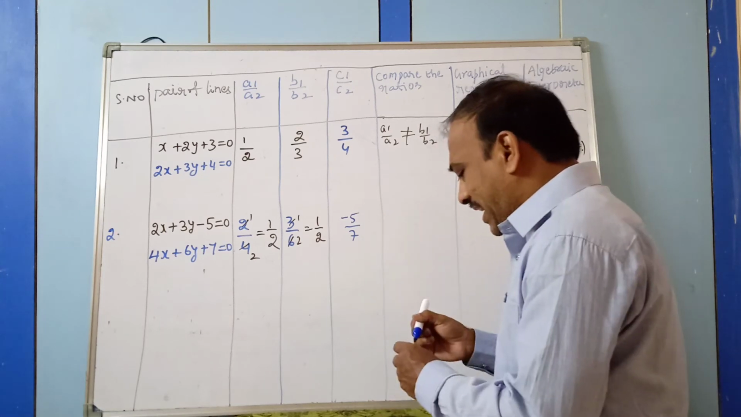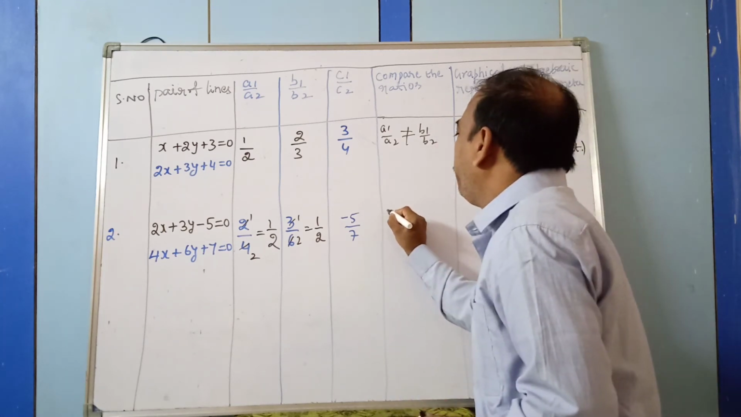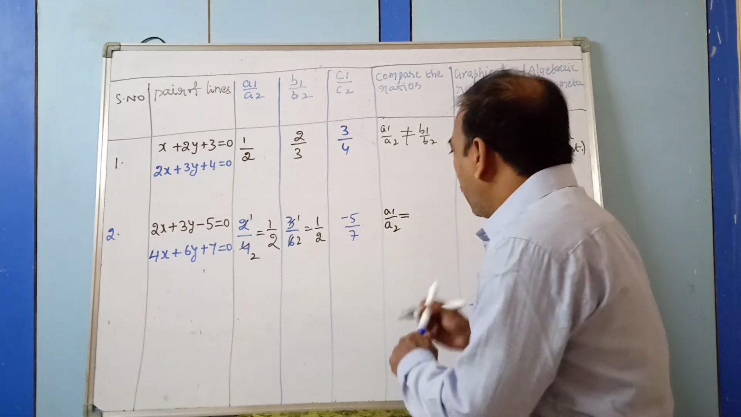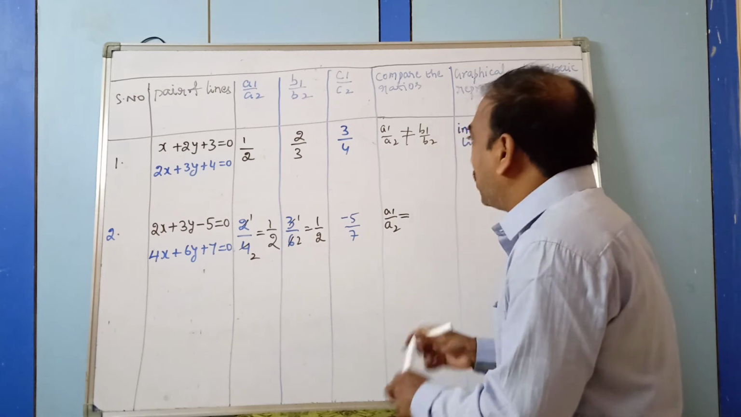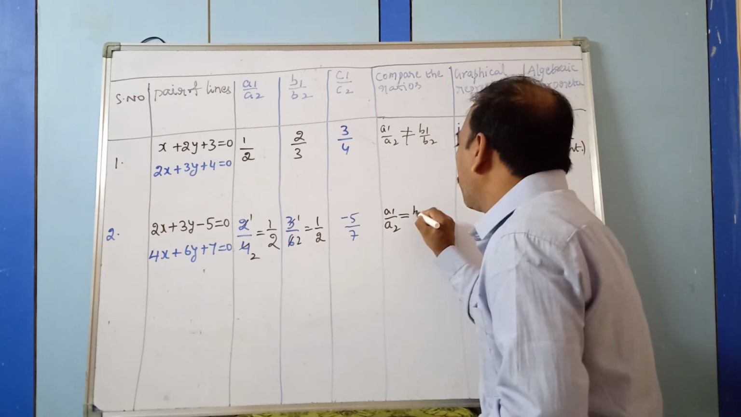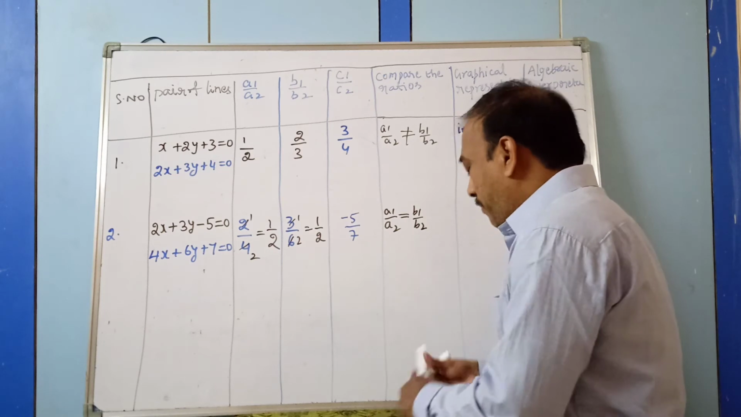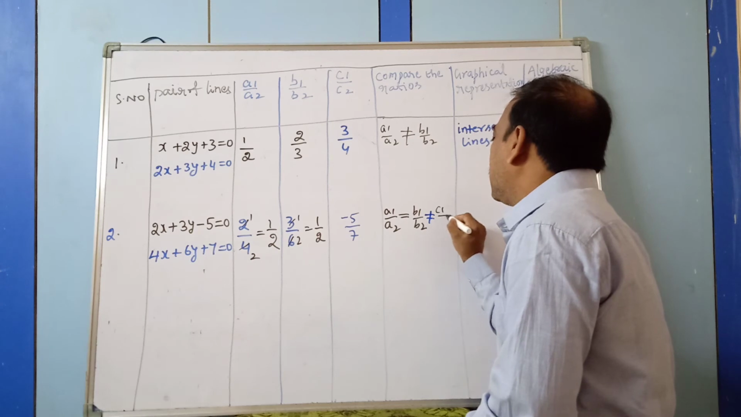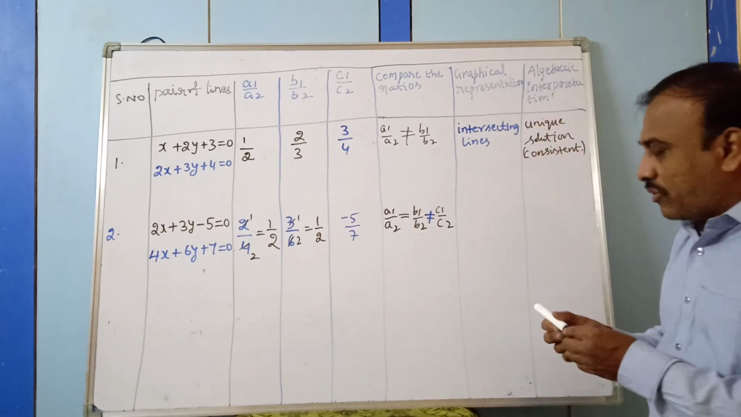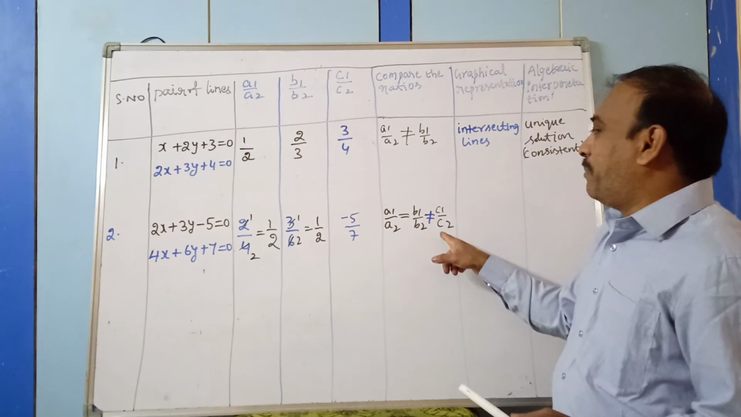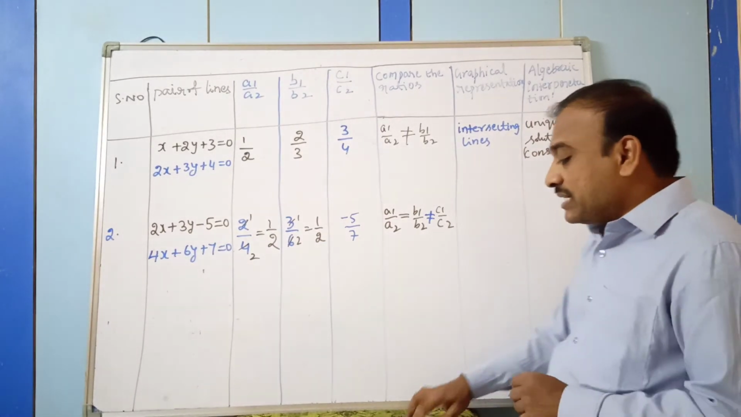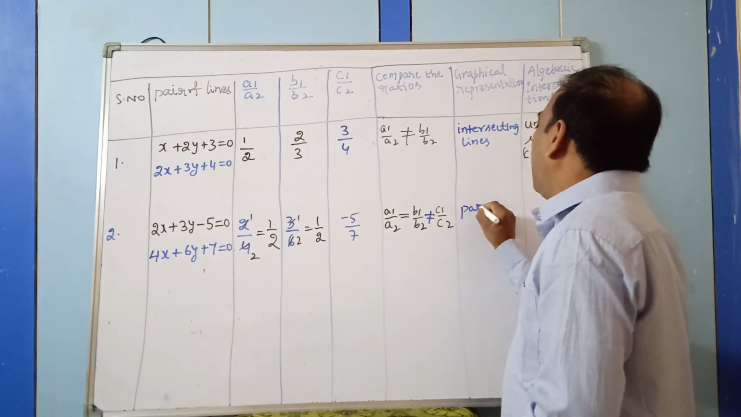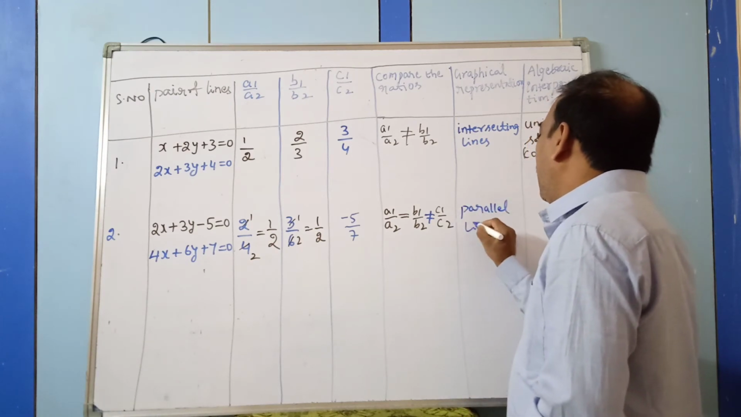So you can write here A1 by A2 is equal to B1 by B2, but not equal to C1 by C2. These two are equal but not equal to C1 by C2. Then in that case, what do you say? The lines are parallel lines.